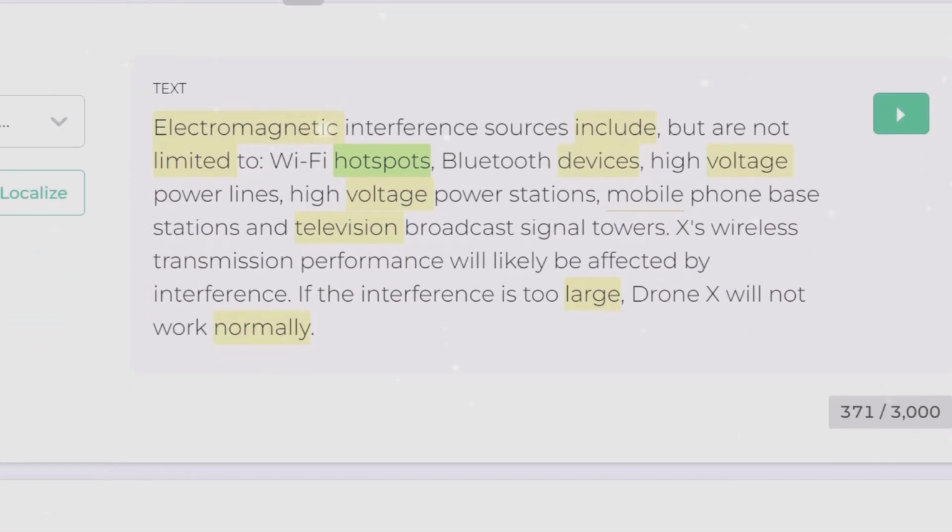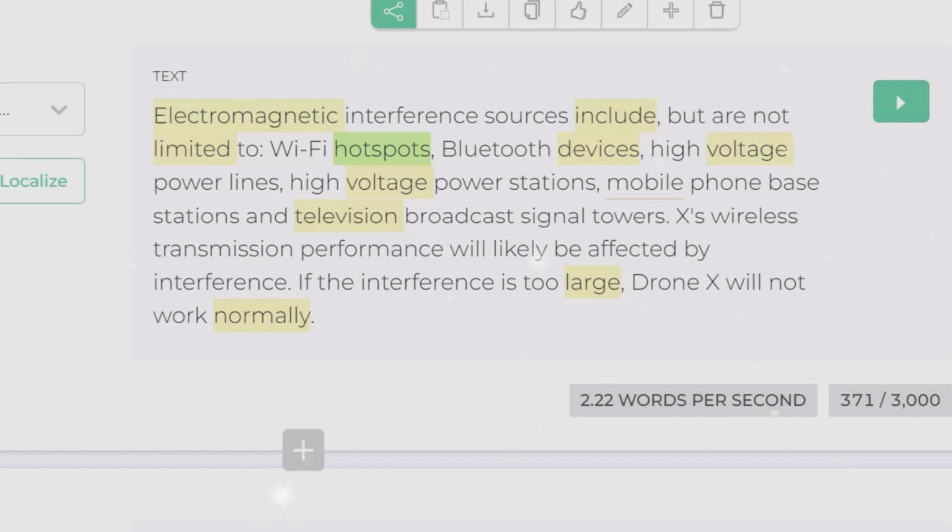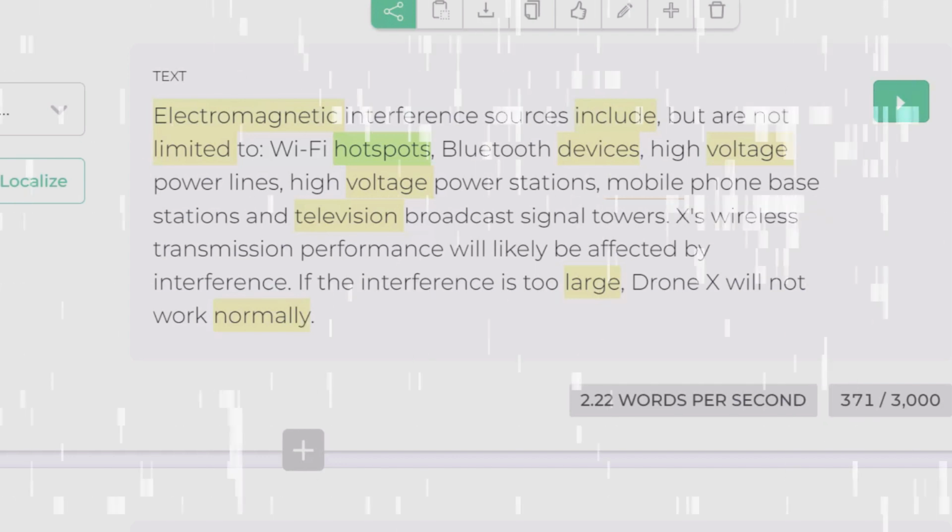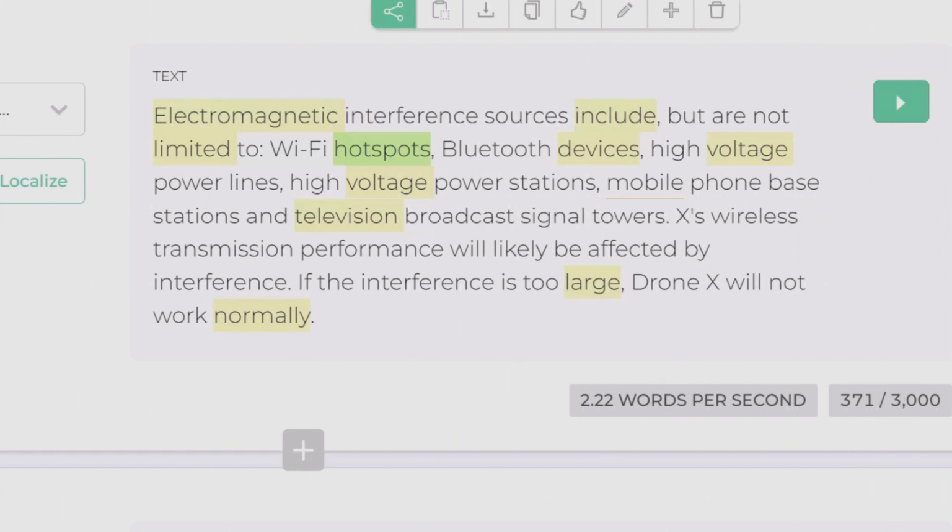Electromagnetic interference sources include, but are not limited to, Wi-Fi hotspots, Bluetooth devices, high-voltage power lines, high-voltage power stations, mobile phone base stations, and television broadcast signal towers. Drone X's wireless transmission performance will likely be affected by interference. If the interference is too large, Drone X will not work normally.